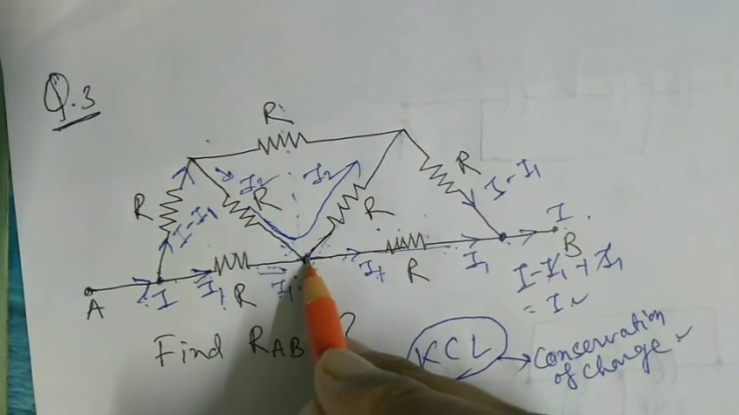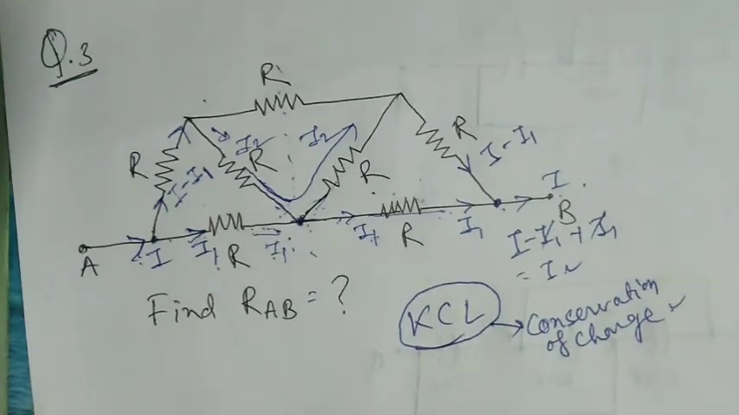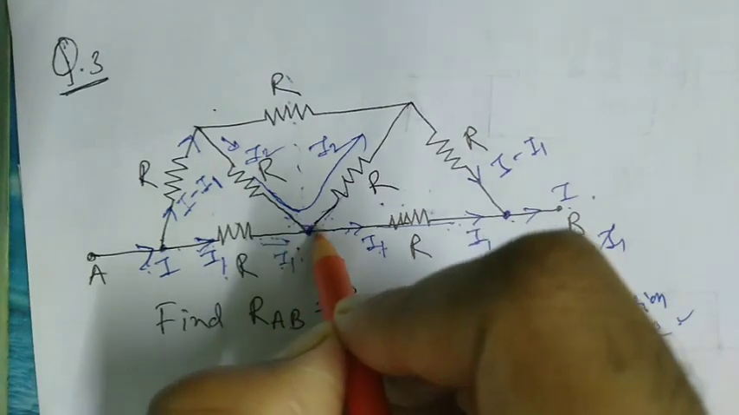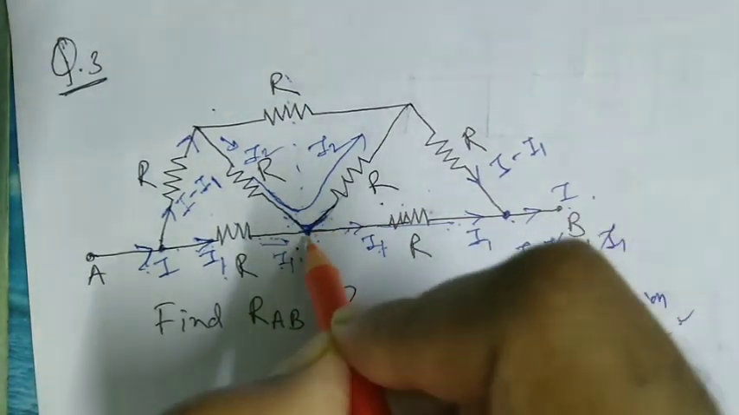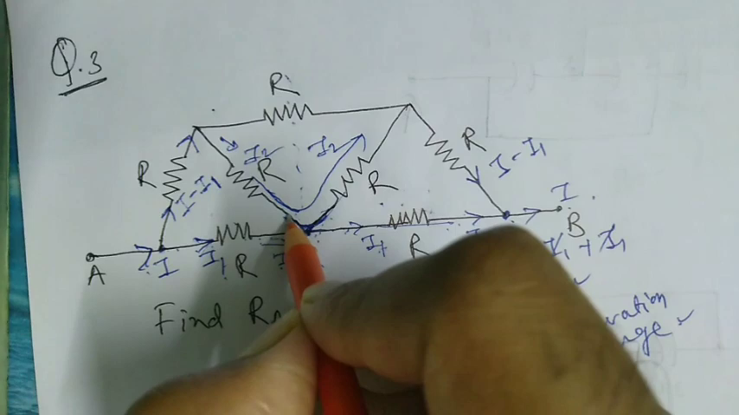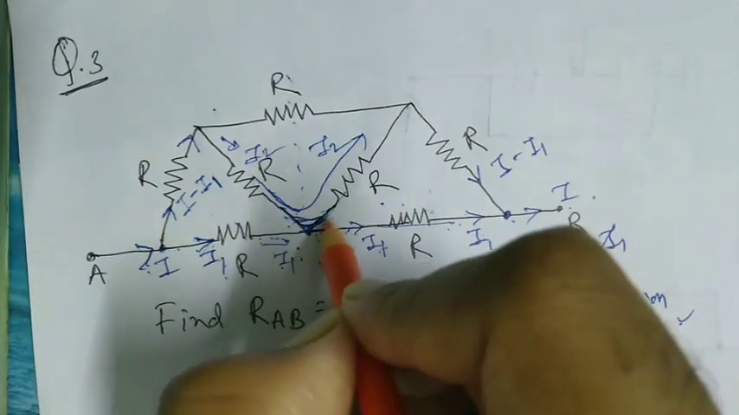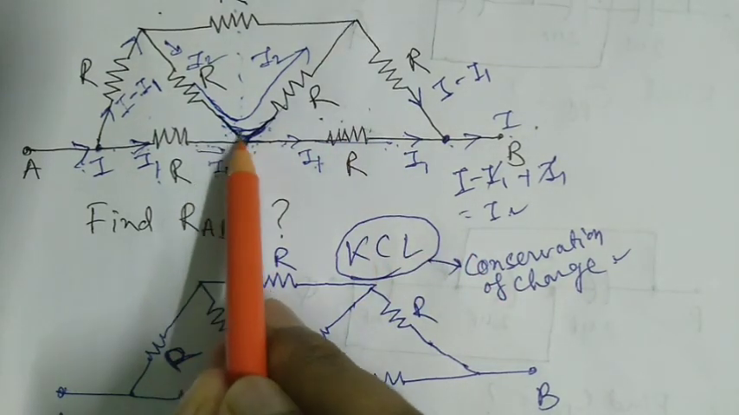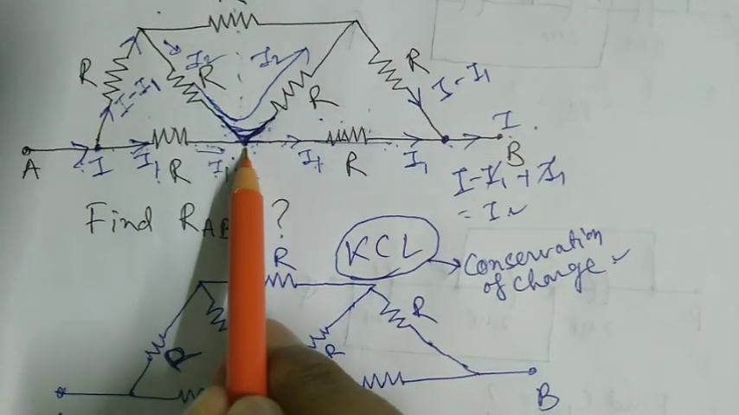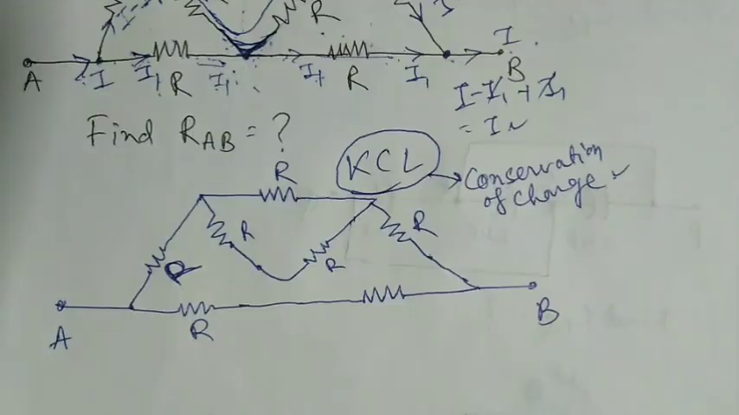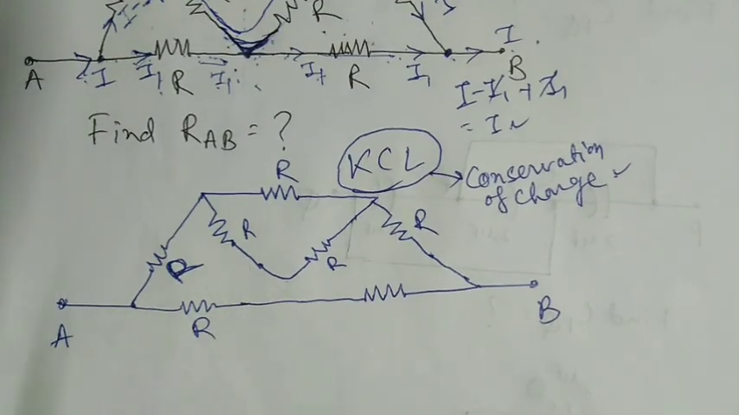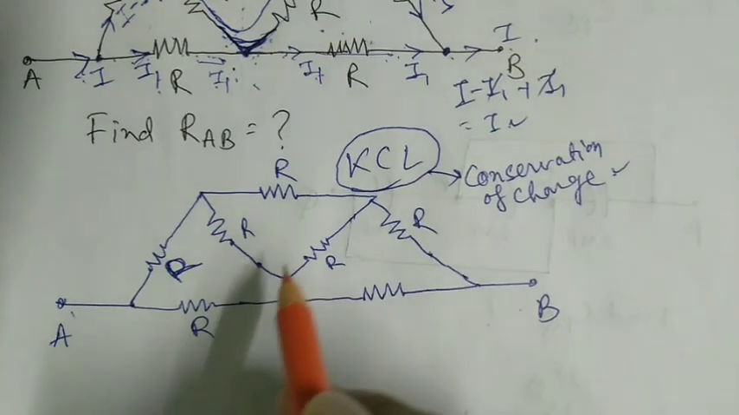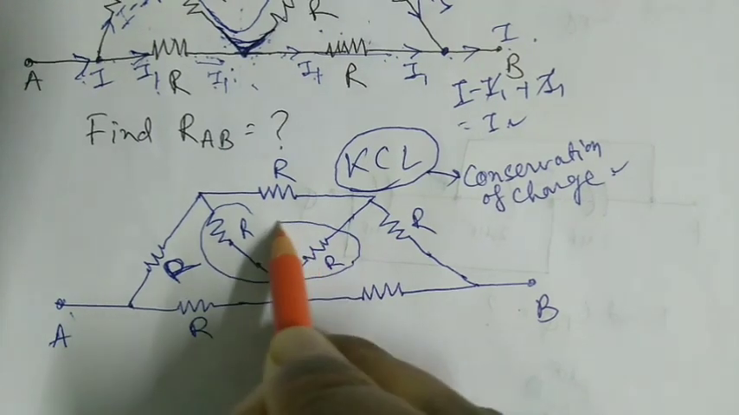So we can eliminate this node and open this. Actually open, and from here we can say this is not connected. If no current is flowing through this, we can imagine it as not connected. So after removing this portion from here, we get this type of circuit. Okay, now what is the equivalent resistance across A and B? Look, these and these are in series.